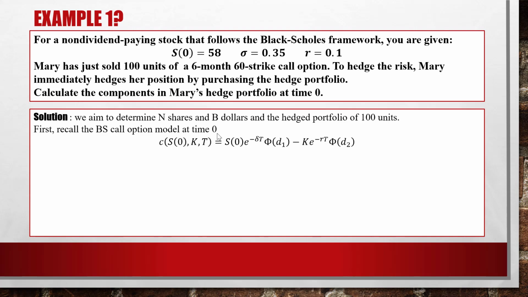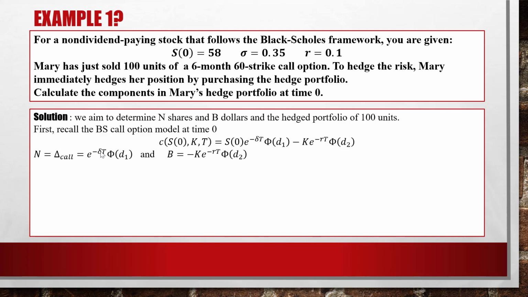Alright, now in order to find N, we basically have to find the delta of the call. That means we have to differentiate with respect to S0. So N here is the delta of the call, which is e^(-δT) times Φ(d1). And the dividend yield rate is not given, so it's just 0. That means no dividend, because this is a non-dividend paying stock. So literal δ here is 0. And B here is minus K e^(-rT) Φ(d2).